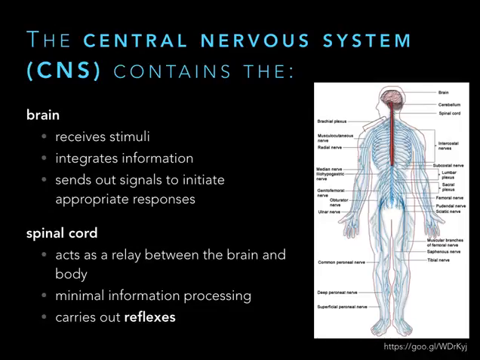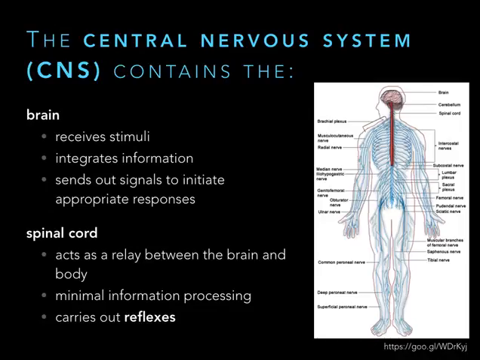Not surprisingly, the brain is where the magic happens. Okay, this is where we're going to integrate information. We're going to create perceptions. We're going to remember things. We're going to create emotion. The brain creates our world. All right, it's going to receive stimuli, sometimes directly. It could also be through the spinal cord if we're talking about pain or somatic sensation.